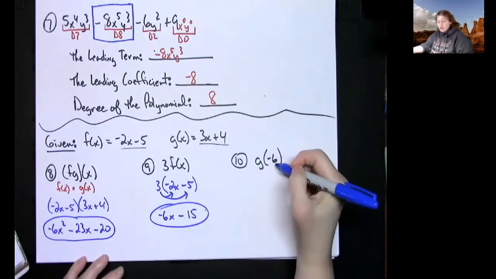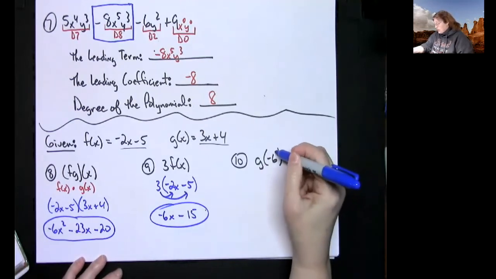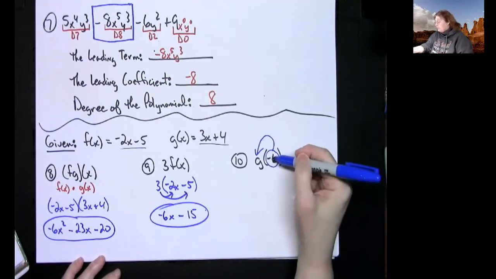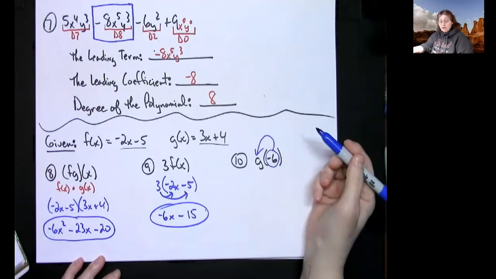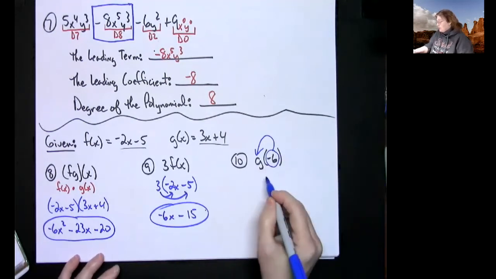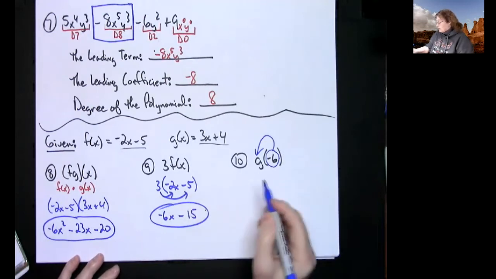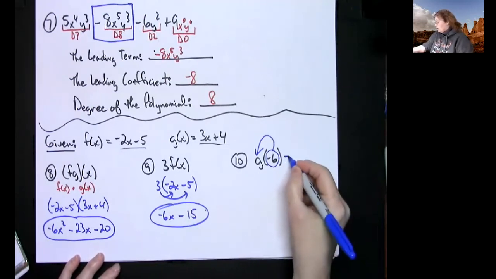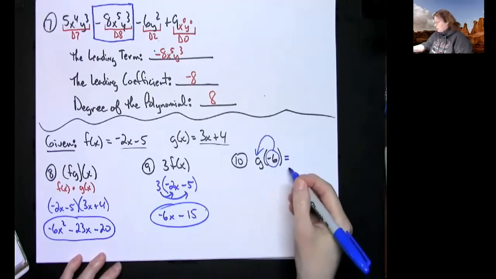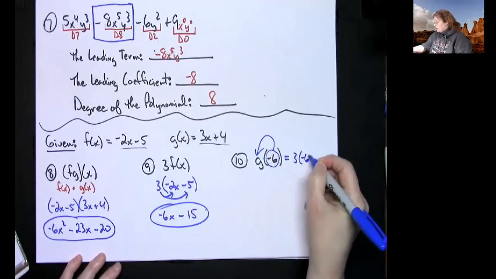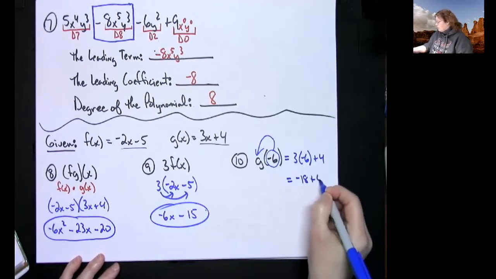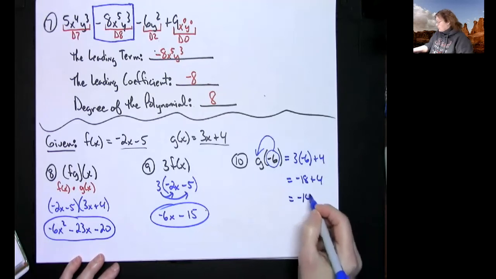This g of negative 6 is saying take the negative 6 and put it into that g function. Think of it as inserting it into that. Depending on how you might do it, you could just go equals right after the problem, and then you wouldn't have to write that again. So that equals 3 times negative 6 plus 4. Going down there, negative 18 plus 4, which will give me a negative 14.